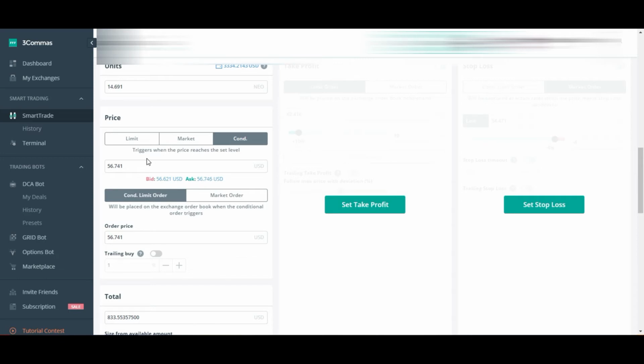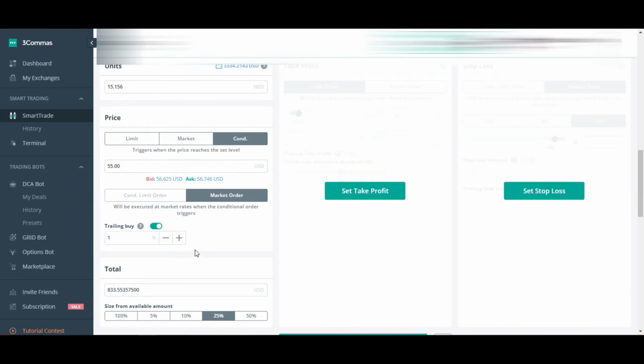All right. So let's go ahead, and as I said before, since I feel like $55 is a good price, I would set a $55 limit to trigger my buy, and it'll be a conditional market order, the trailing buy. So I really like the trailing buy.